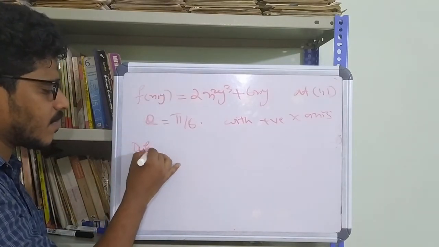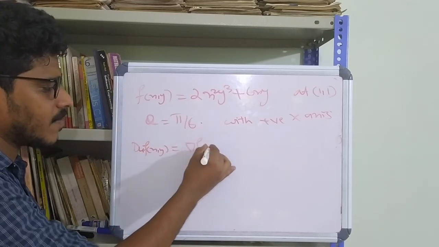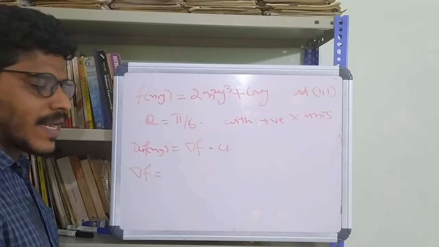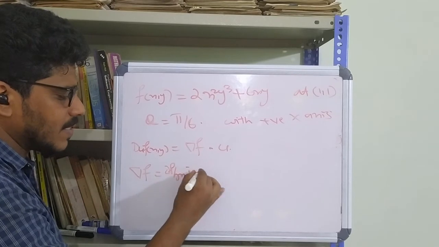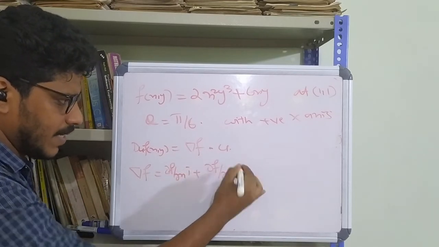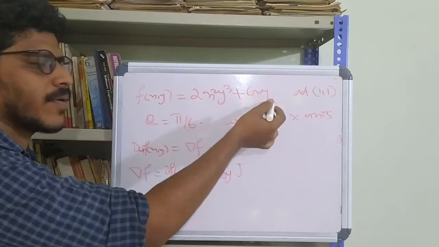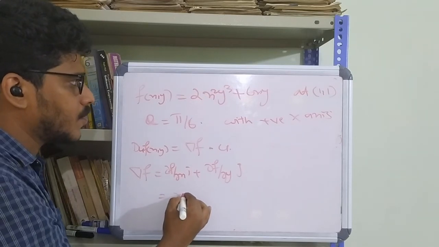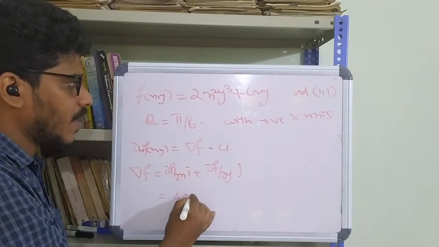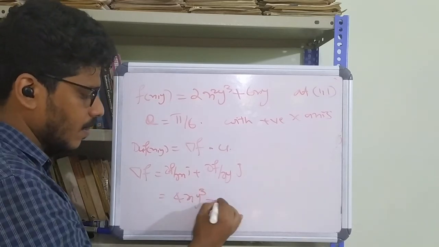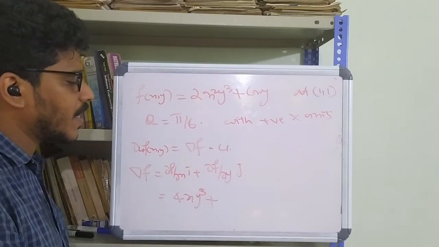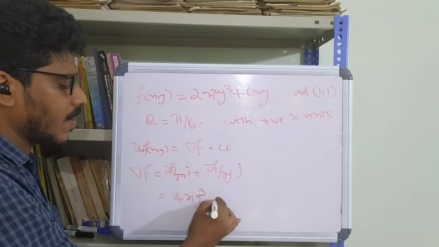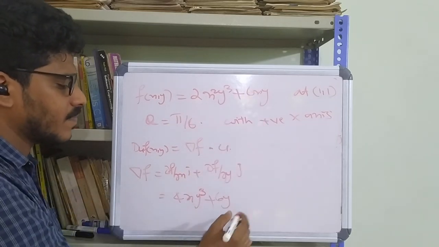So the directional derivative at (x, y) can be found using grad f dot u. So let's first find the gradient of f. Gradient means ∂f/∂x i plus ∂f/∂y j. What is ∂f/∂x from this? Keep y as constant and differentiate with respect to x. This will be 4xy cubed, plus ∂f/∂y j. Oh, yeah, no, 4x y cubed plus 6y i.